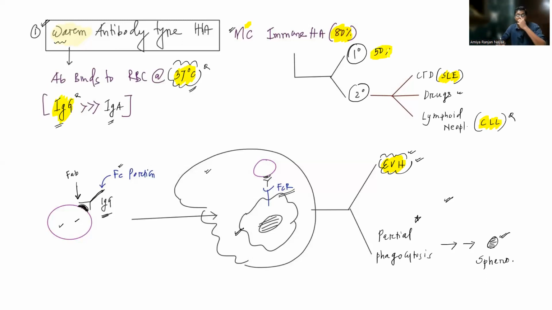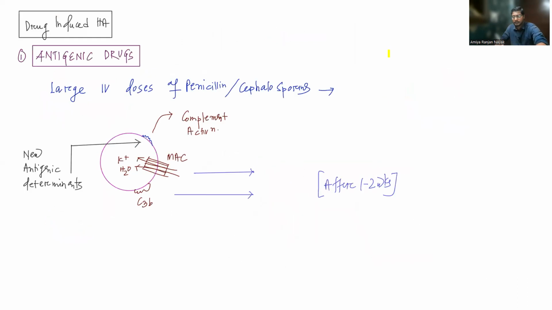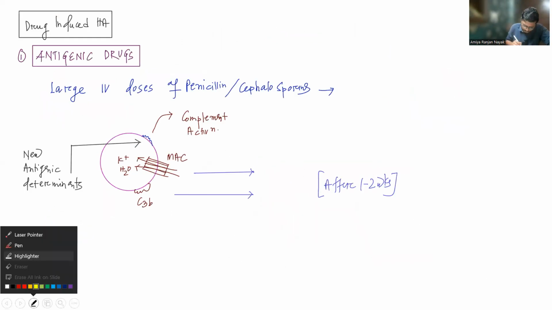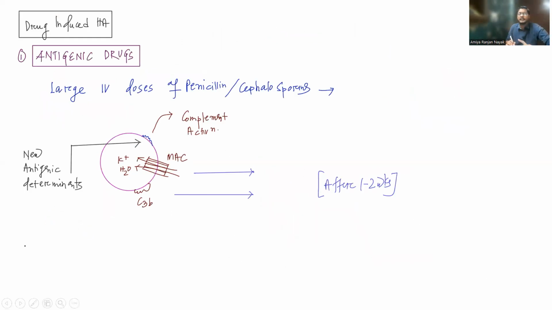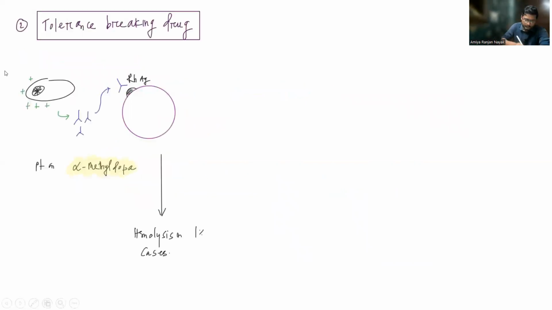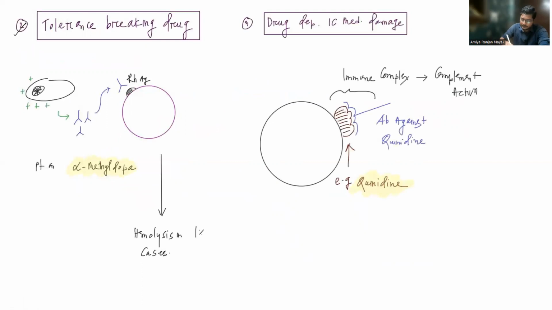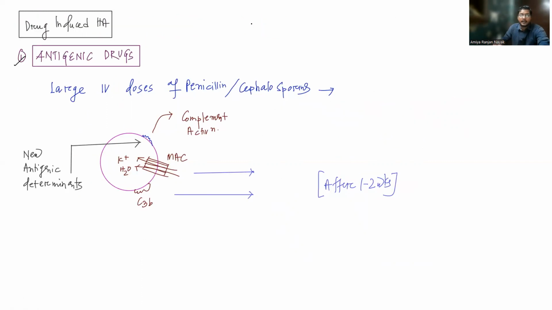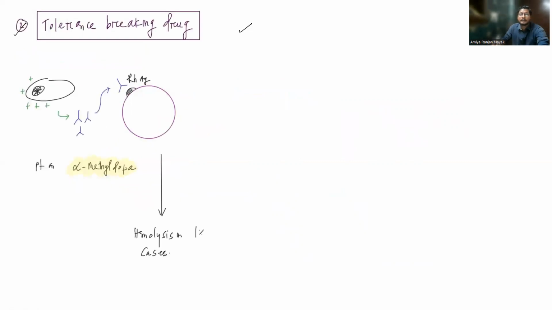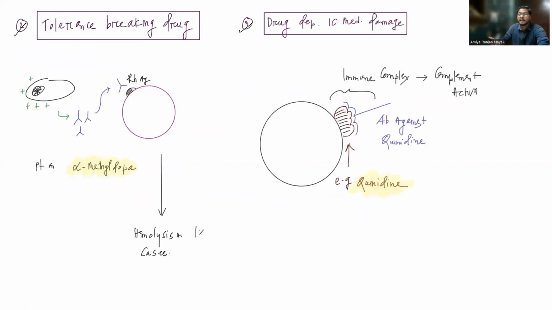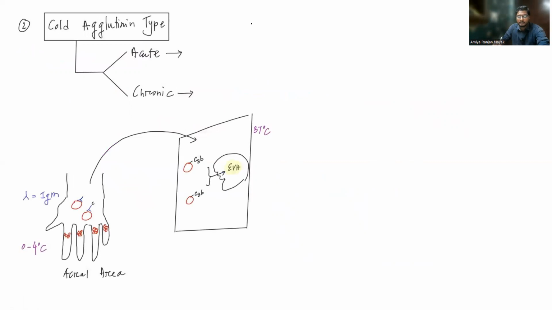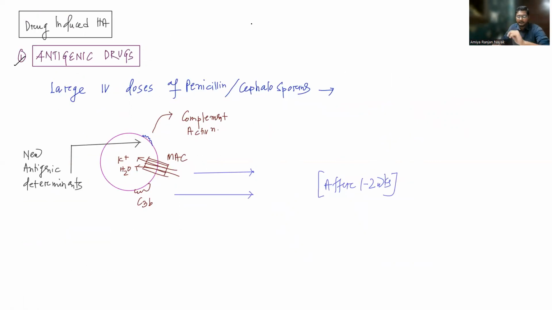Now that we understood the pathogenesis, we'll see certain drugs which can cause this type of hemolytic anemia. Among the drugs, there are three important mechanisms. One is antigenic drugs, second is tolerance breaking drugs, and third is drug dependent immune complex mediated damage. Okay, so start with the antigenic drugs.